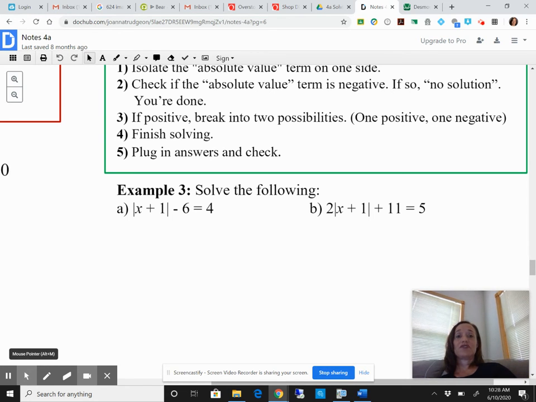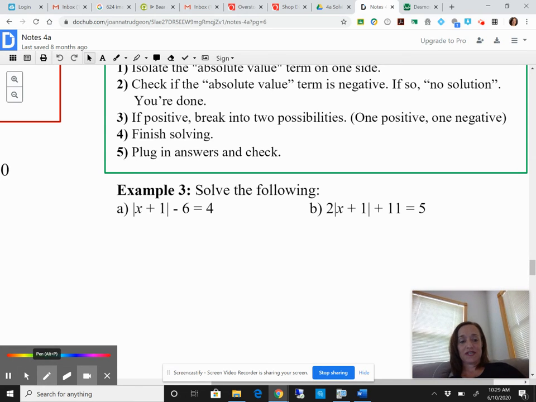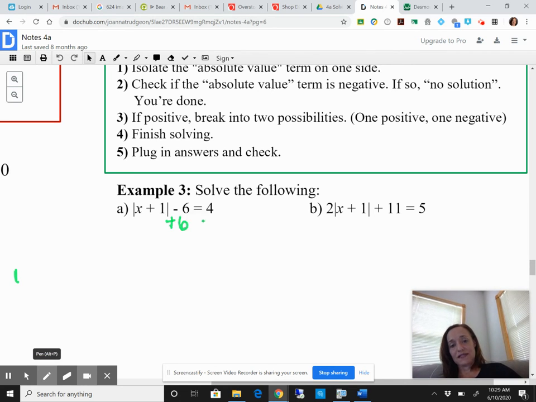If it's positive, you're going to break it up into two possibilities because the thing inside an absolute value could be positive or negative. And then we'll finish solving and check it. Again, all this will make more sense in a moment. So here I'm going to isolate the absolute value. So I'm going to add 6. And I get the absolute value of x plus 1 equals 10.